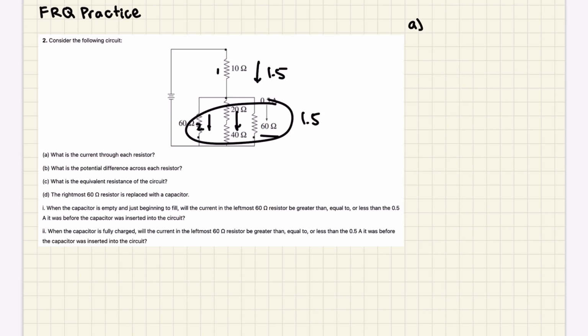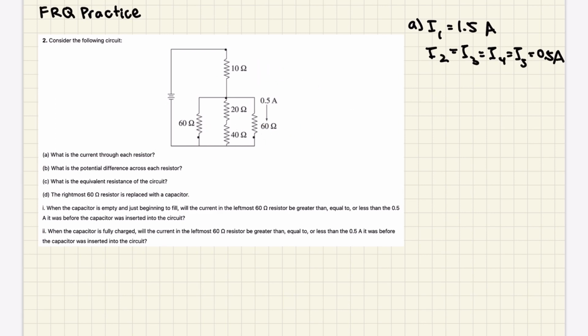And the way we would answer this is, let's say this is resistor 1, this is 2, 3, 4, and 5. We can say I1 is equal to 1.5 amps. I2 is equal to I3, which is equal to I4, is equal to I5, and all of these are 0.5 amps. Okay, that was part A, not too bad.